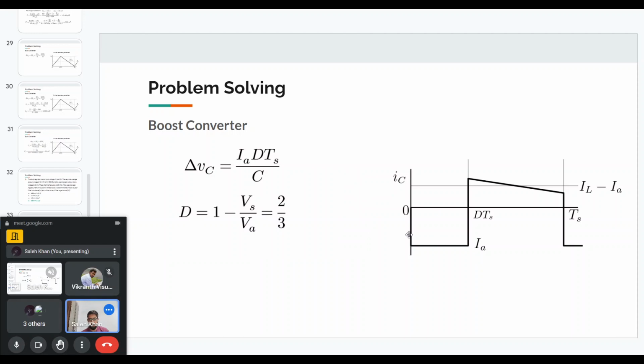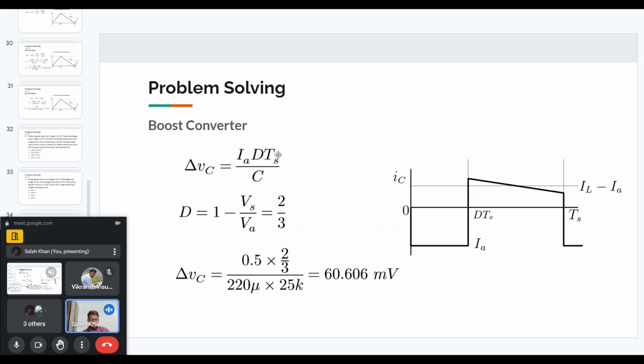We can find out using the capacitor equation, which is C dV/dt equal to the current through the capacitor. From the first interval, from 0 to DTS, the capacitor peak to peak voltage ripple will be given by IA, which is the output current, times DTS divided by the capacitance value. We are given the input voltage and output voltage, so we can find out the duty, and TS is basically 1 by Fs.